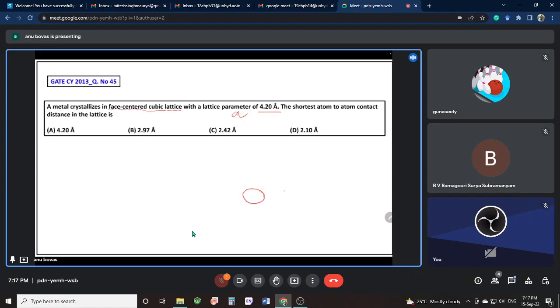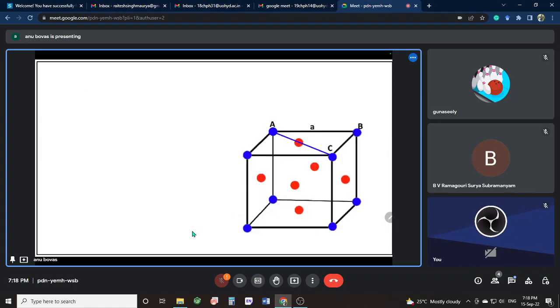We should find the shortest distance between atom to atom contact. For example, we have two atoms. So we have to find a relation between a and r, where r is the radius. If we find that, then 2r, because r here and r here, will give the shortest atom to atom contact distance in the lattice. Now this is an FCC lattice. Atoms are present at all the corners as well as on the face centers.